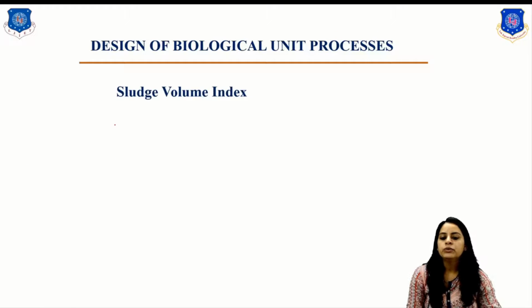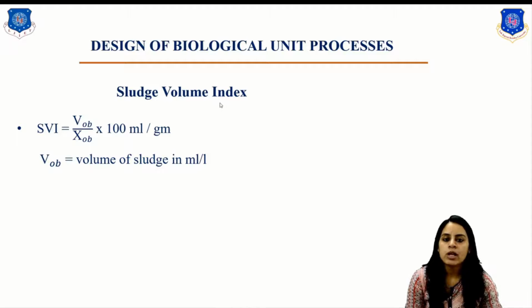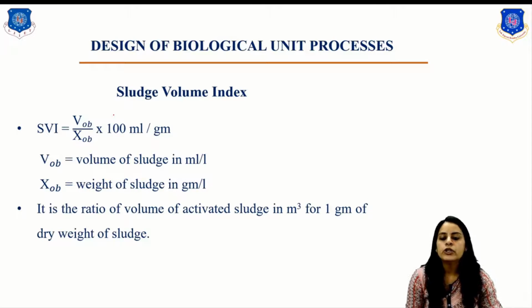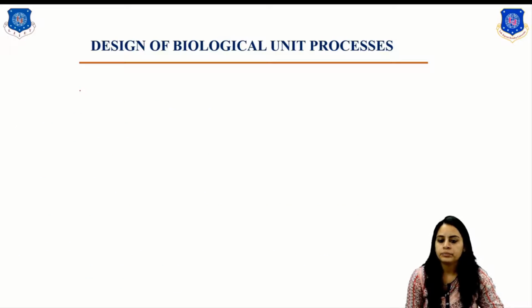Okay, now the next one, the sludge volume index, SVI. In this step, the equation is Vob divided by Xob into 1000, in mL per gram, where Vob is the volume of sludge in mL per liter and Xob is the weight of the sludge in grams per liter. It is the ratio of the volume of activated sludge in meter cube for 1 gram of dry weight of the sludge. A higher value of the sludge volume index indicates light sludge, which takes more time in settling.